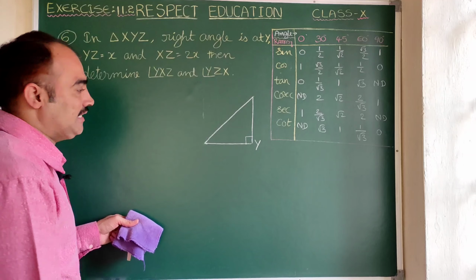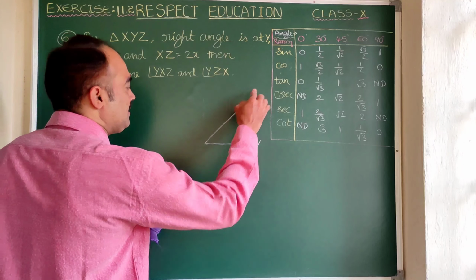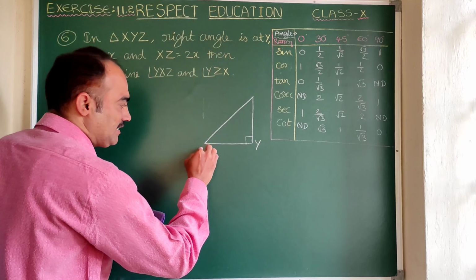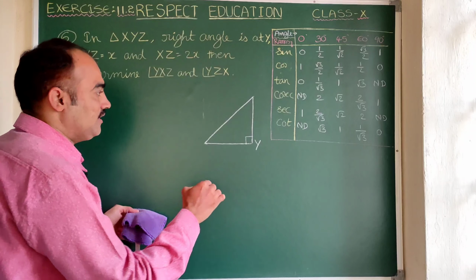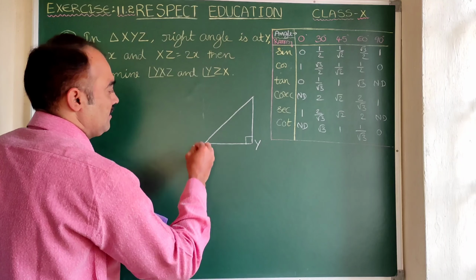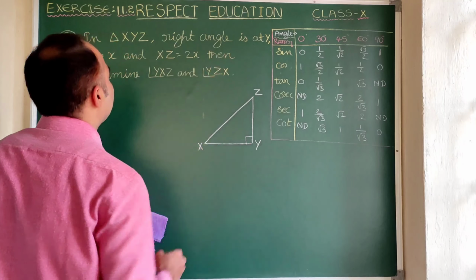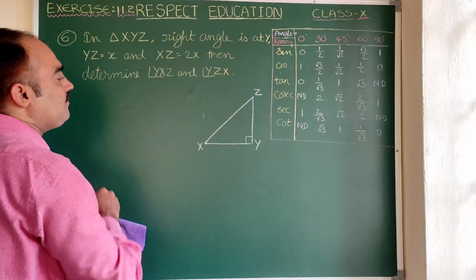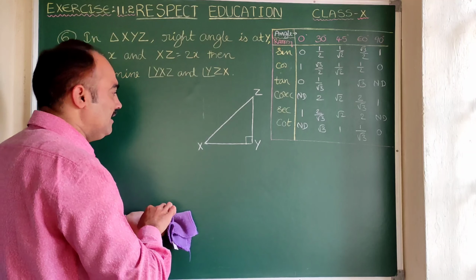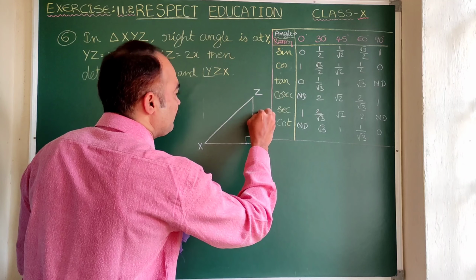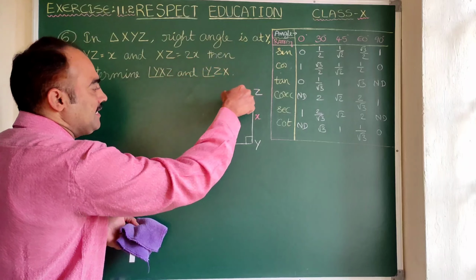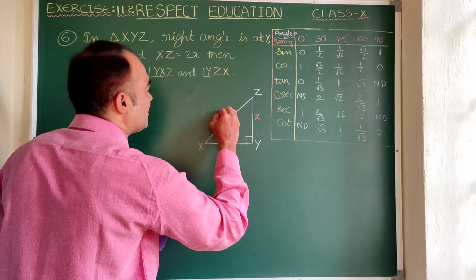Now where to write X and Z? In the remaining two places they can be written anywhere, no problem. Here if you write X, here you write Z. If not, if you write X here, you can write Z here. So I am writing here X and here Z. Then YZ is equal to X. The value of YZ is given as X. And XZ, this one, is 2X.